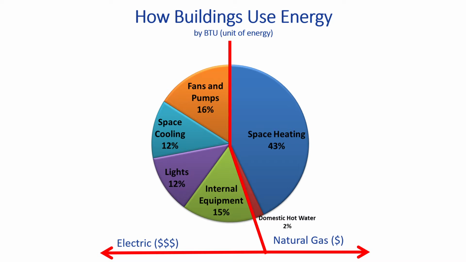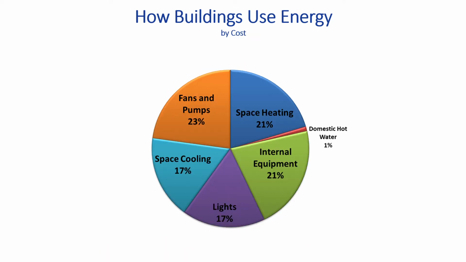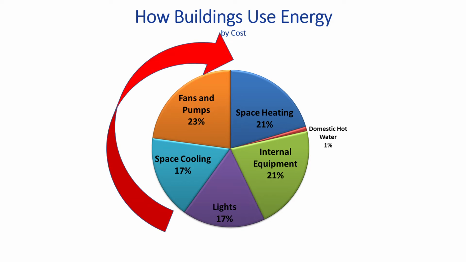So if we reframe this piece of pie to a cost visual, it looks like this. And now all of a sudden, space cooling and fans and pumps are 40% of the utility cost in a building. So what does that mean? At the university, they spend $7.5 million a year in gas and $17.2 million in electric.